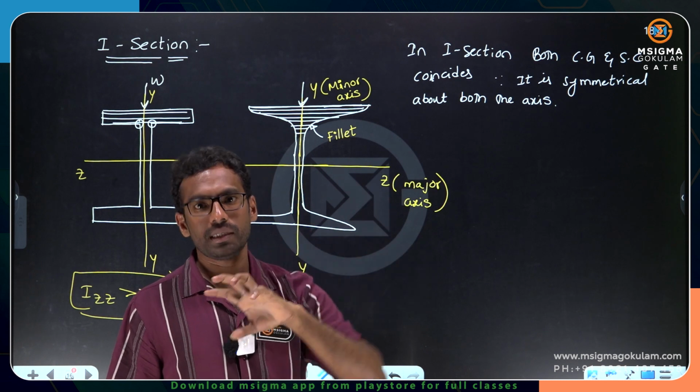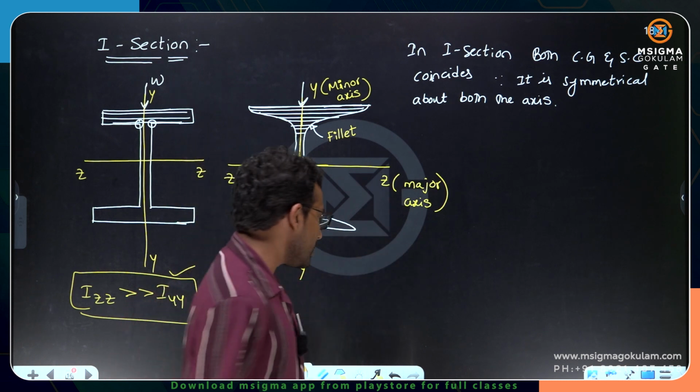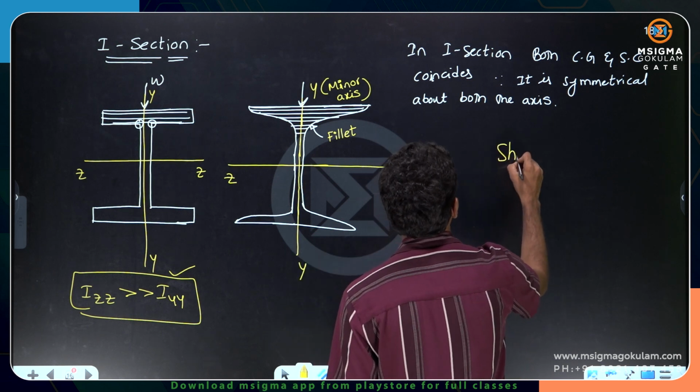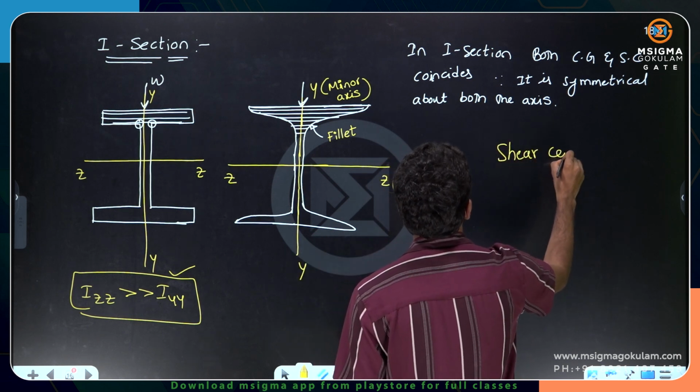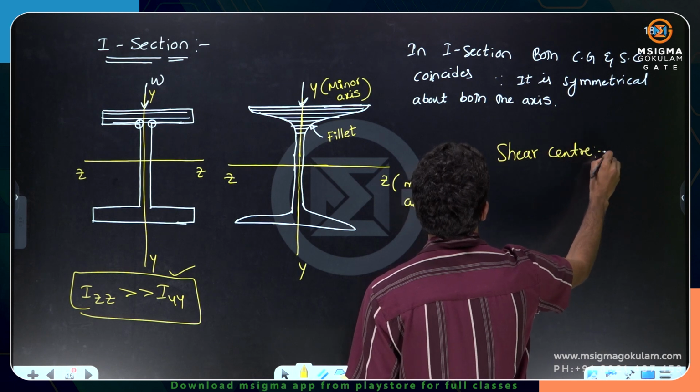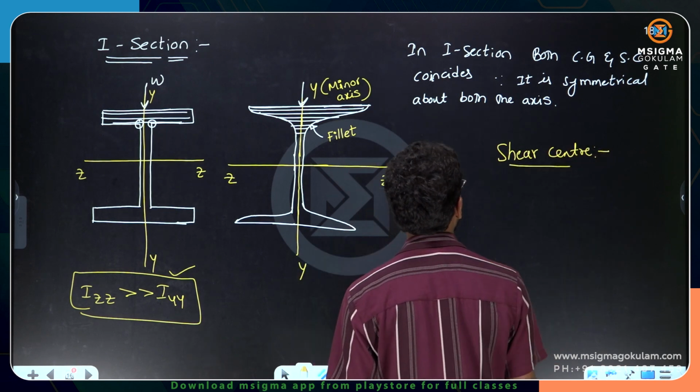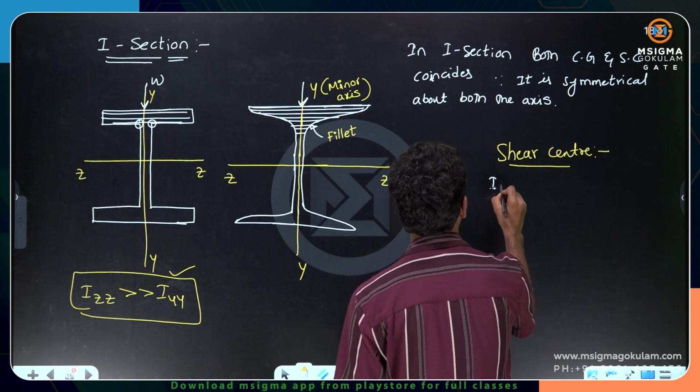So what is the shear center basically? Very simple thing. This is a very important point which you have to understand. What is the shear center? The shear center is a point through which, when a resultant load is applied, there will not be any torsion. So it is the point called the shear center.